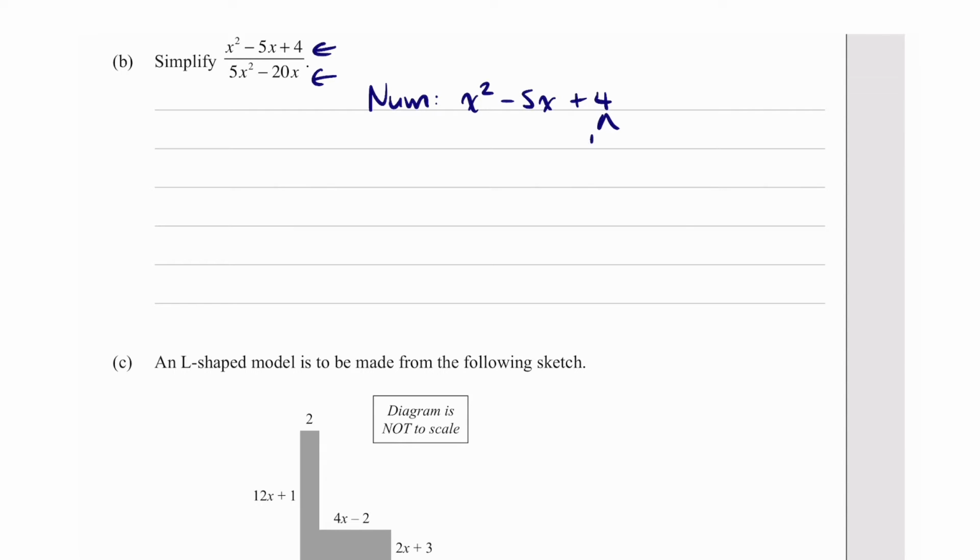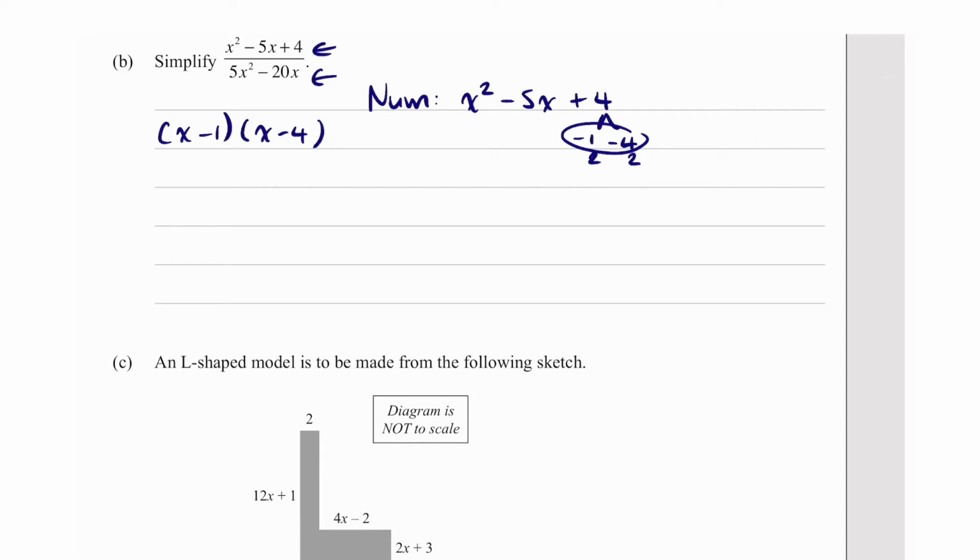So let's write up. We've got 1 times 4, we've got 2 and 2. Which of these will multiply? Well, they all will multiply to 4, but which will sum to negative 5? If we take negative 4 and negative 1, these will sum to negative 5. So these are our two numbers, and we essentially just put these in brackets. We get x minus 1 and x minus 4, and this is fully factorized for our numerator.